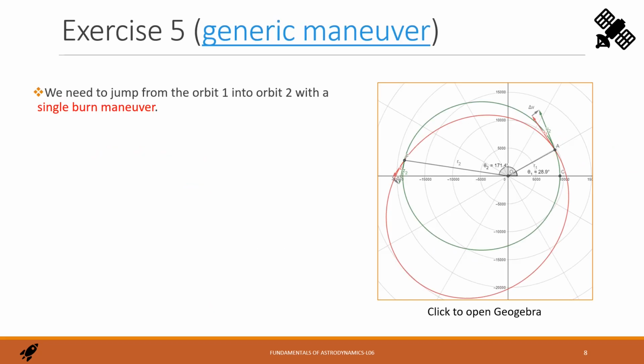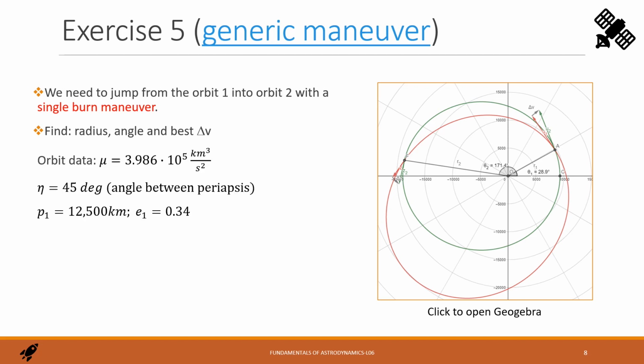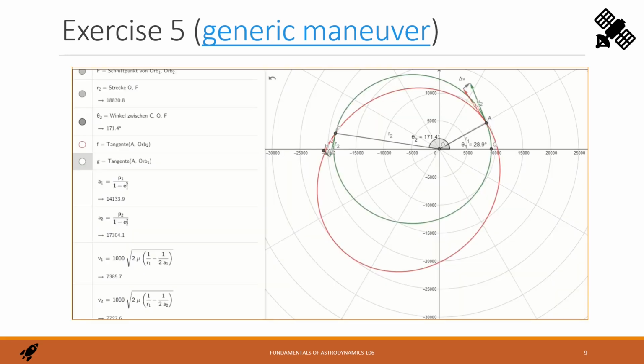This exercise we will run in Geogebra directly, also using a geometrical method. It solves the same problem shown before. Given are the central body, the parameters of the two orbits by means of P and E, and the angle between the periapses of the orbits. By means of the program, we build the two orbits whose parameters are known. The red one is the starting orbit and the green the target one. Then we find graphically the intersection points.